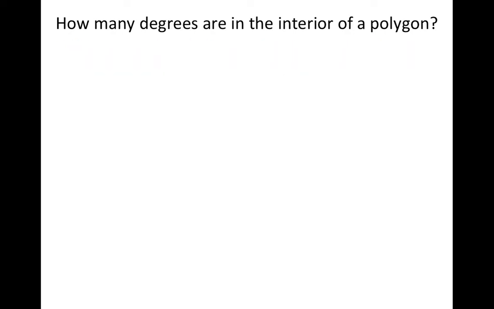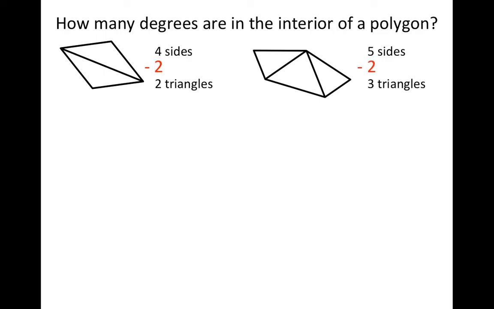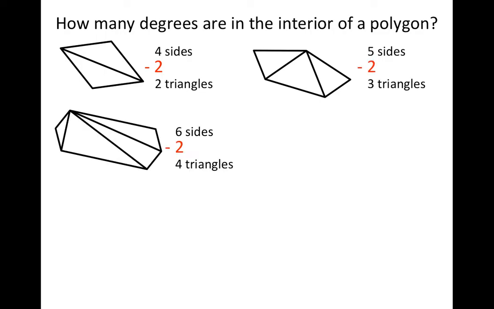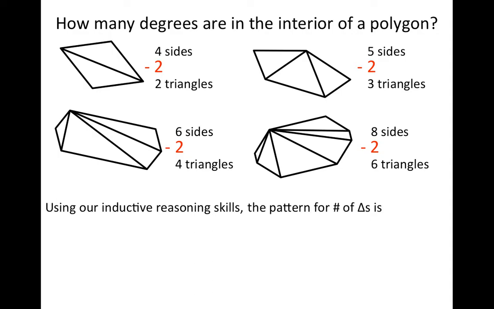Okay, now let's take that information and do some inductive reasoning here. If we have a 4-sided shape, we get 2 triangles. If we have 5 sides and subtract 2, we get 3 triangles. 6 sides, we subtract 2, we get 4 triangles. And 8 sides, if we subtract 2, we get 6 triangles. So using our inductive reasoning skills, we can see that the pattern for the number of triangles is the number of sides minus 2. And since we know that each triangle has how many degrees in it, hopefully you remember that's what we just learned, 180.